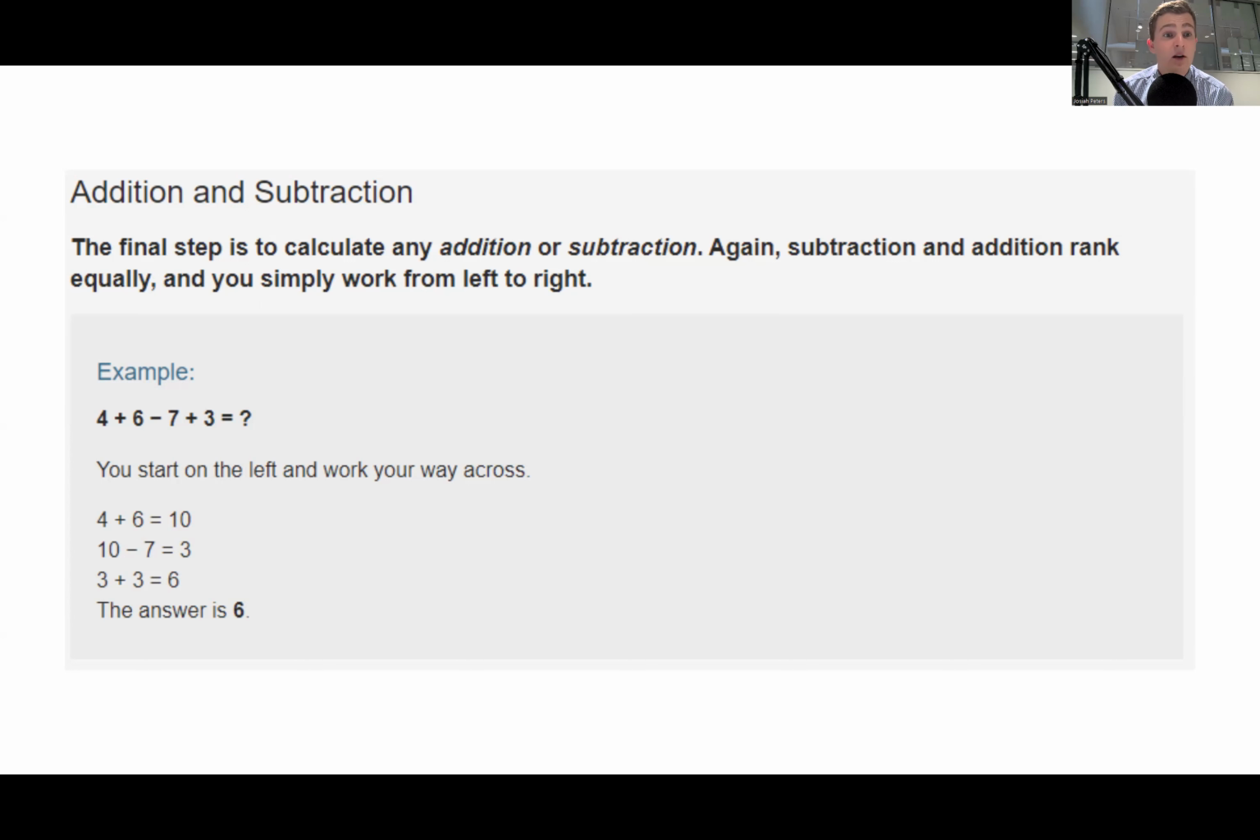So my example here, 4 plus 6 minus 7 plus 3. You start left and work your way across. So 4 plus 6 is 10. 10 minus 7 equals 3. And that gives us then 3 plus 3, which gives us our final answer of 6.